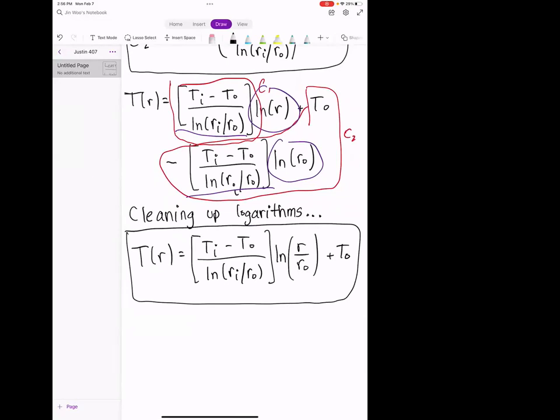And so that right there is our solution to this example. This is the temperature distribution in a hollow cylinder, where we have prescribed temperatures on the inner radius and the outer radius. Any questions on this?